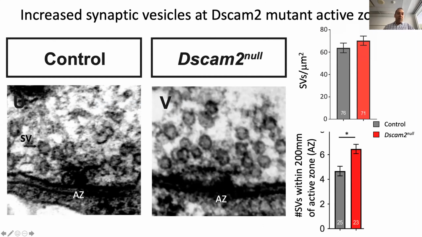So in flies, you have these electron-dense T-bar structures that mark the active zones. These are docking sites for synaptic vesicles. When we looked at the total number of synaptic vesicles in the motor neurons, they were not different between the controls and DSCAM2 mutants, but the distribution of those vesicles, when we looked at 200 microns around the active zone, we saw an increase in the DSCAM2 mutant synapses. So this suggested a mechanism for how we're getting an increased synaptic strength. There's more vesicles there that can dock and fuse after they receive an action potential.